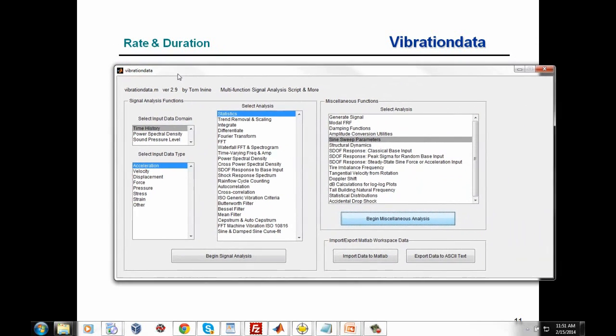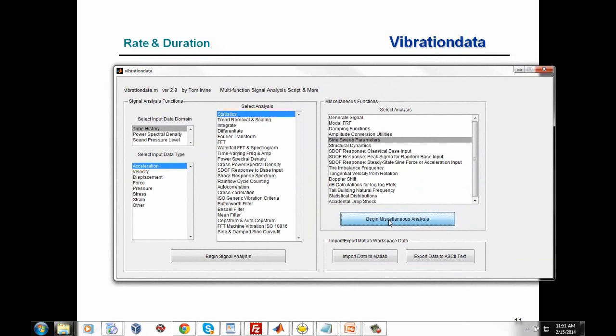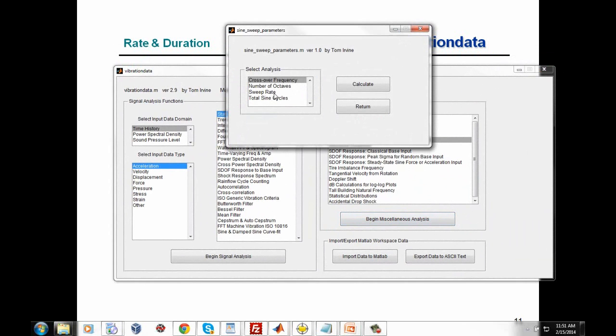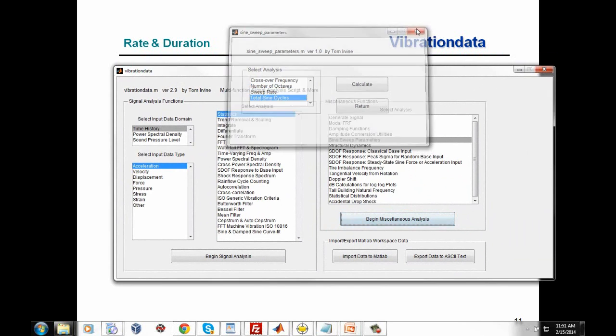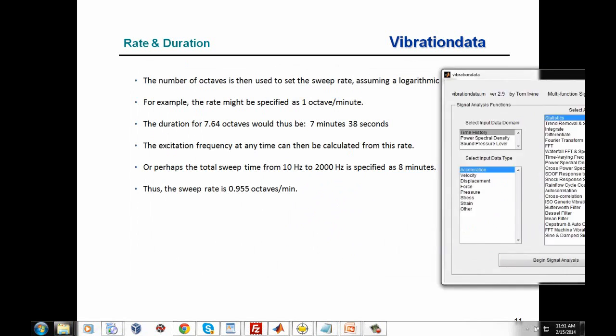And if you go back to the sine sweep parameters and begin miscellaneous analysis, there are some things you can do with sweep rate and total sine cycles, and I'll let you play with that on your own. It's pretty straightforward.